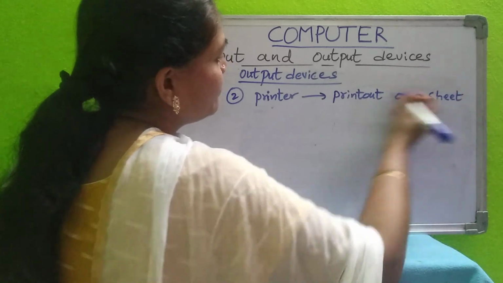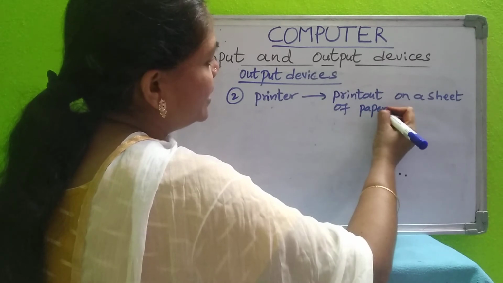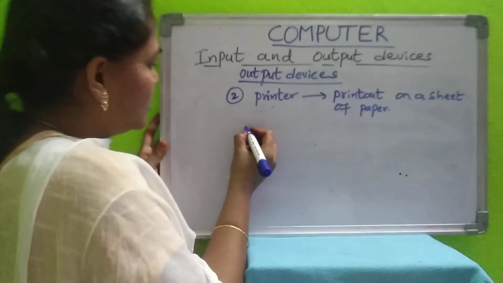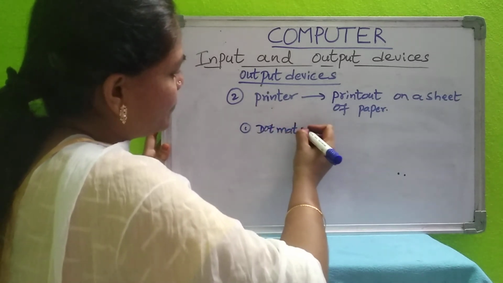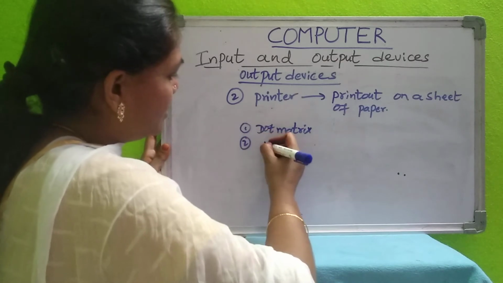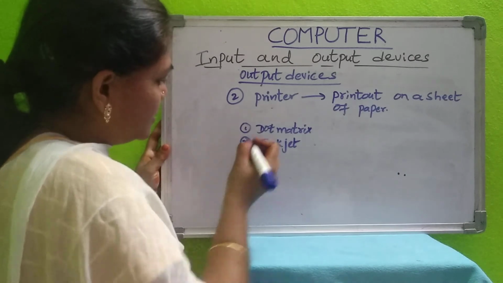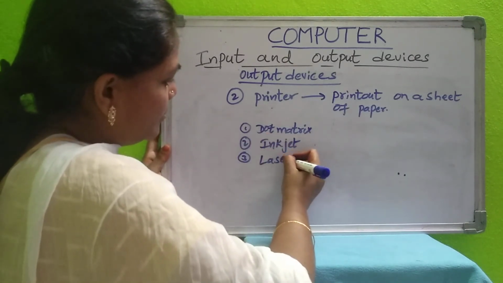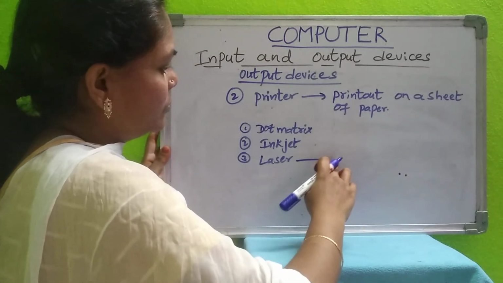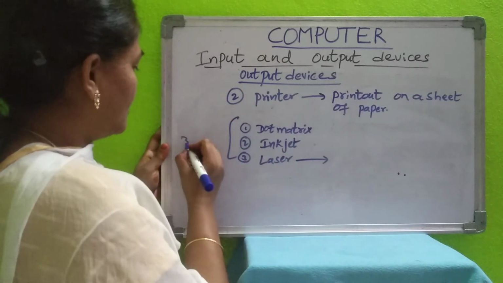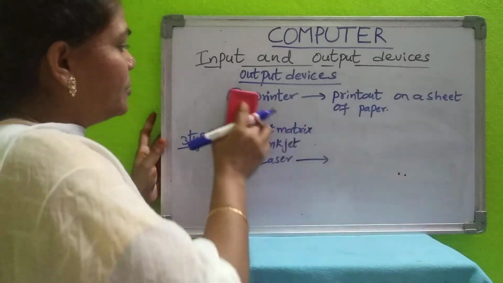In printers, we have three types of printers: dot matrix printer, inkjet printer, and laser printer. Nowadays everyone is using laser printers. Okay, these are the three types of printers. This is about the printer.